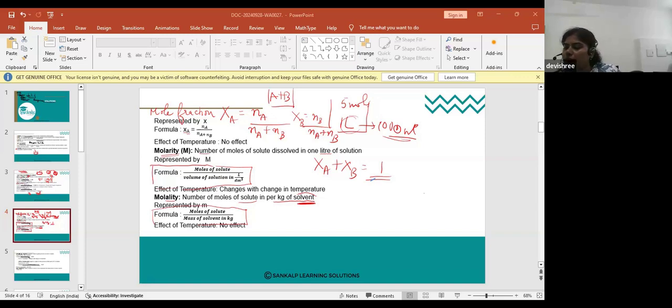The answer would be around 0.556. Again, the unit would be mole per kg. Mole per kg. This would be the answer. Okay, so this should be fine. There should be no issue with respect to these problems because all these are basics, I told you.